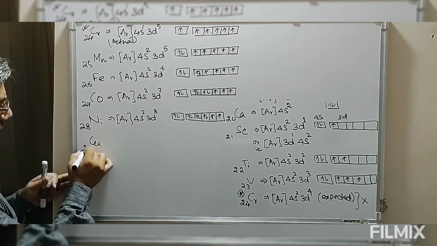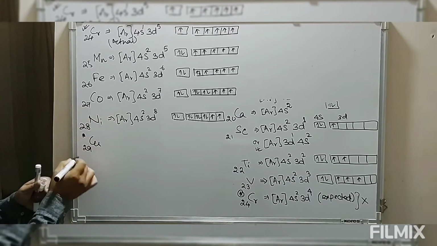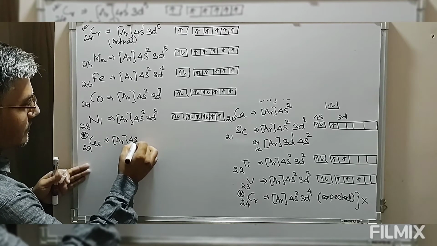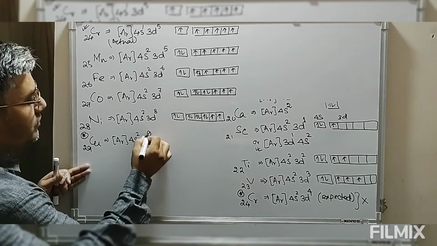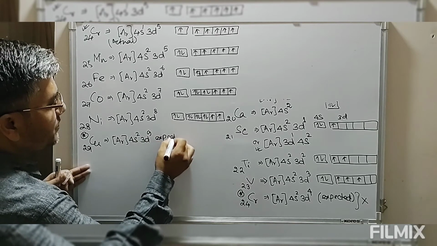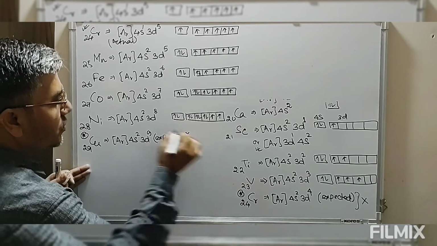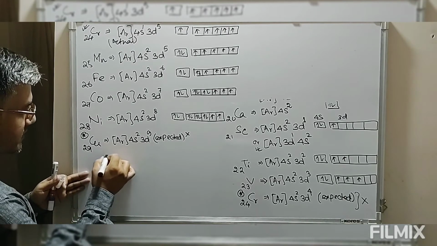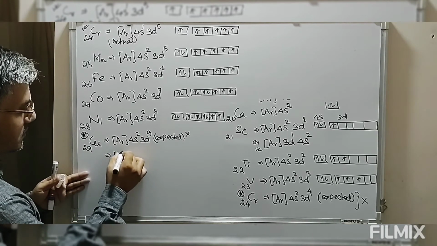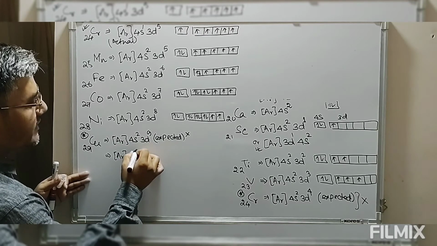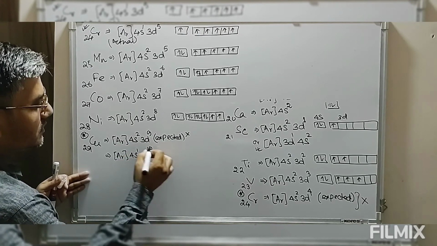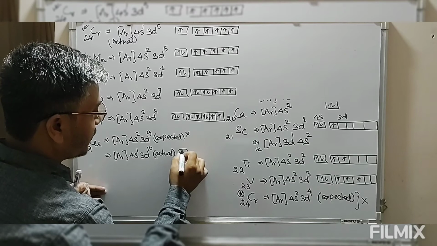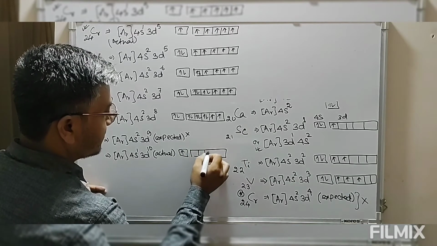Then copper, atomic number 29. Again look at this, we have this star mark here. Expected is 4s2 3d9, but this expected is not the correct electronic configuration of copper. There is abnormality here. So the actual is argon 4s1 3d10. That is the actual.